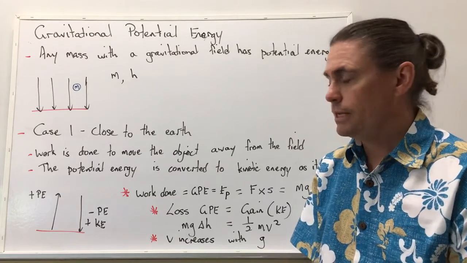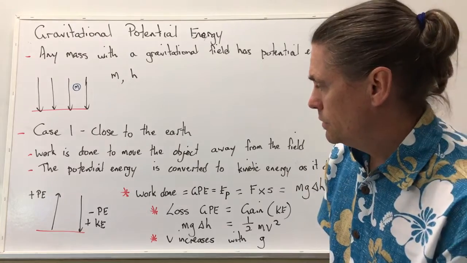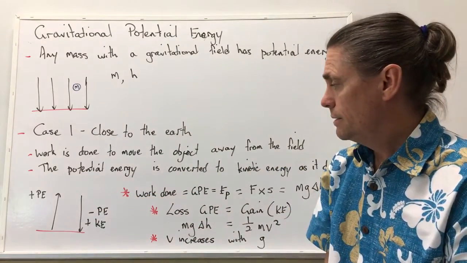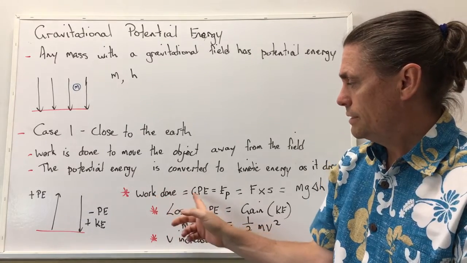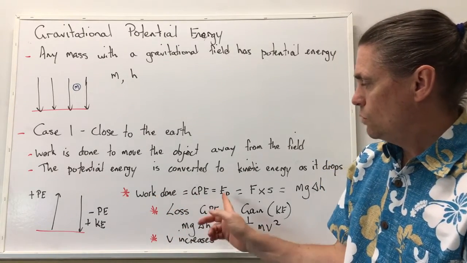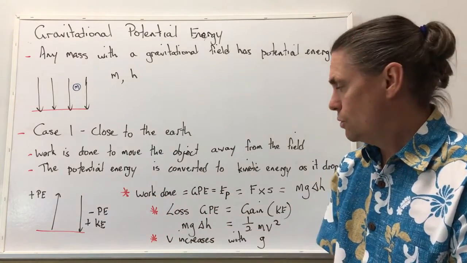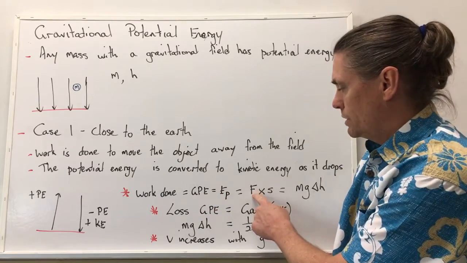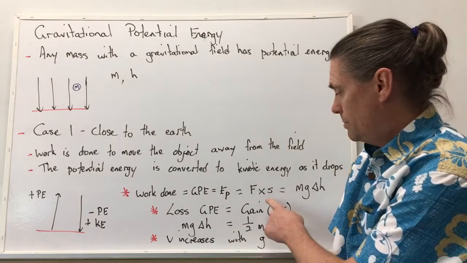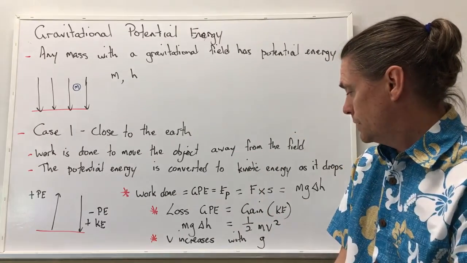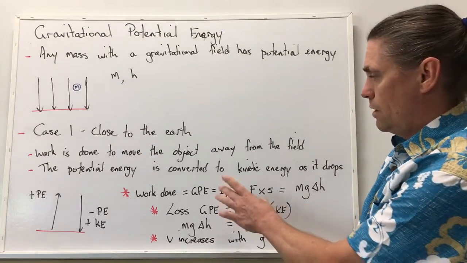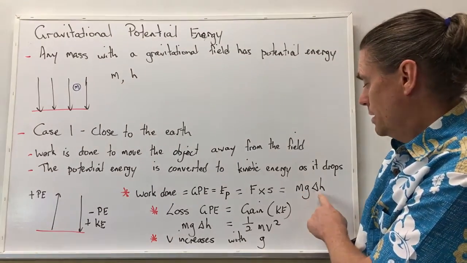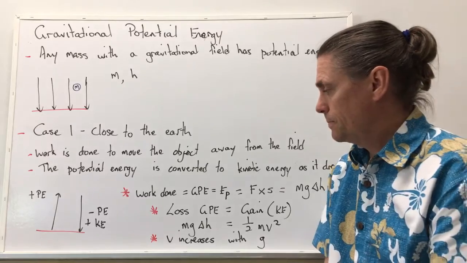So let's look at the formulae that are involved here. First of all, we do work to move this object, we lift this object. So we've got work done is equal to gravitational potential energy, often shortened to E subscript P, and that's equal to the force on that object times the distance that object moves, or in other words, the mass times the acceleration due to gravity times the change in height.